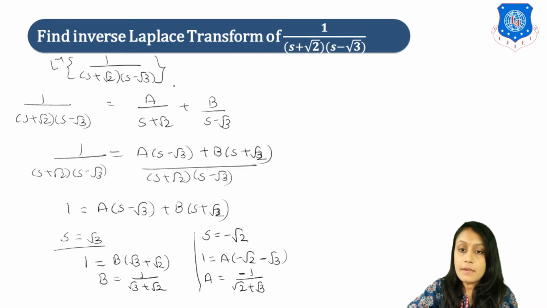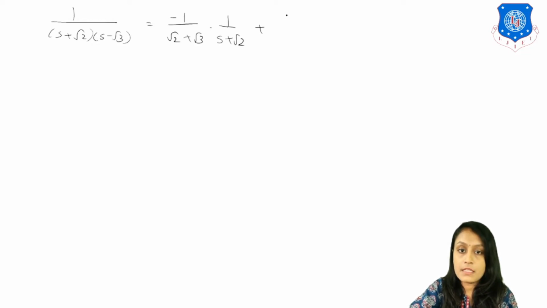Okay, so in place of a we will write minus 1 upon root 2 plus root 3, and in place of b we will write 1 upon root 2 plus root 3. So you will now get 1 upon s plus root 2, with a being minus 1 upon root 2 plus root 3, plus, in place of b, 1 upon root 2 plus root 3, and here 1 upon s minus root 3, right?